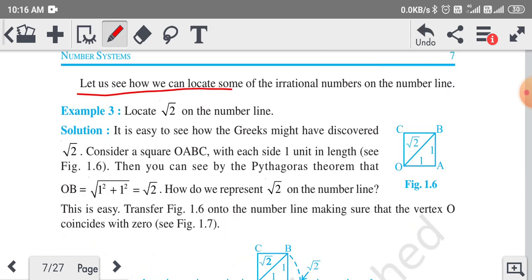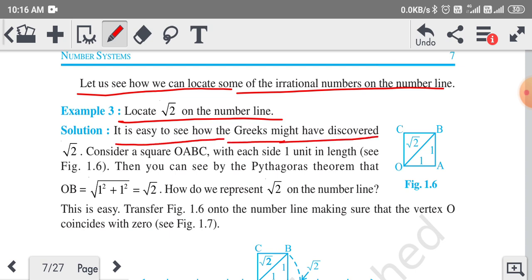Let us see how we can locate some of the irrational numbers on the number line. Example 3: locate root 2 on the number line. It is easy to see how the Greeks might have discovered root 2. Consider a square OABC with each side 1 unit in length. Then you can see by the Pythagoras theorem that OB is equal to root of 1 squared plus 1 squared, that is root 2.